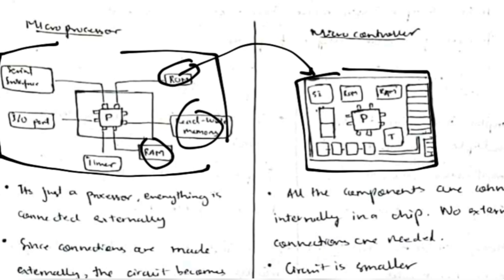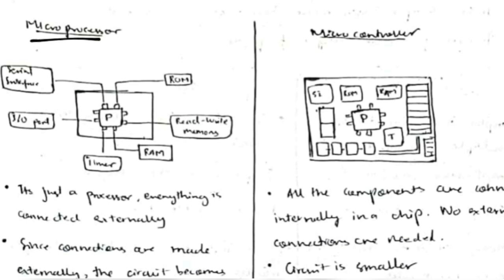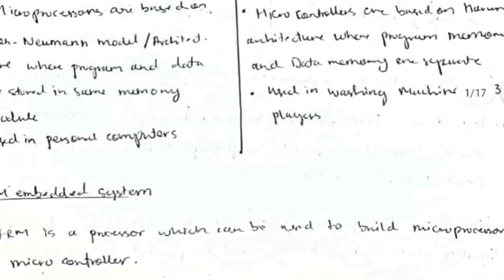One more difference is that buses are used for the interconnections here, whereas in this it's just internally connected. So no buses are used in this case, and the size of the circuit is very much smaller in this and larger here. As you might know, the microprocessor came a bit before microcontrollers, so this is the older version and this is the new version. The older versions are much costlier, larger, consume more energy and power consumption is high, and the opposite is true of the newer versions. That's the same thing here also. Those differences are mentioned here.